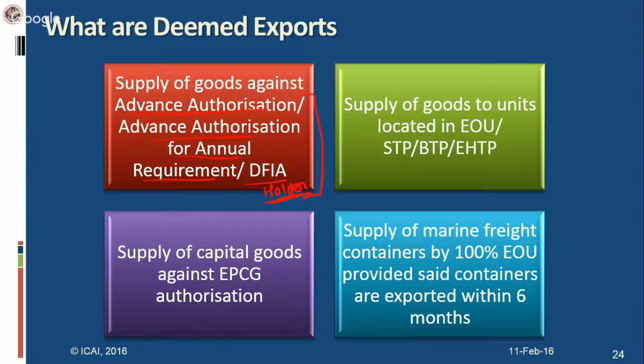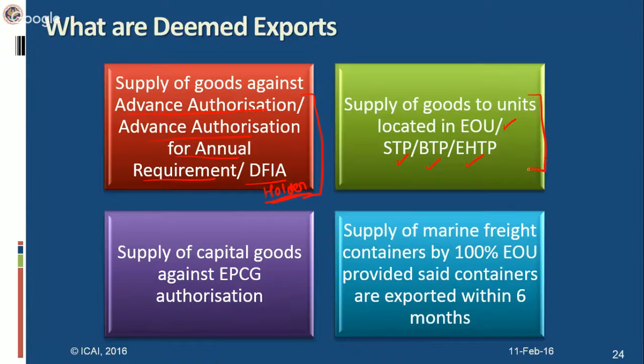Similarly, the second one is, now these types of deemed exports are supplies in case of a manufacturer. Whenever a person who is a domestic manufacturer, a DTA manufacturer, is manufacturing goods and supplying these goods. First was advance authorization or DFIA holder. Second is if a domestic supplier has supplied goods to a unit located in EOU, STP, BTP or EHTP, he will also be entitled to deemed export benefit.